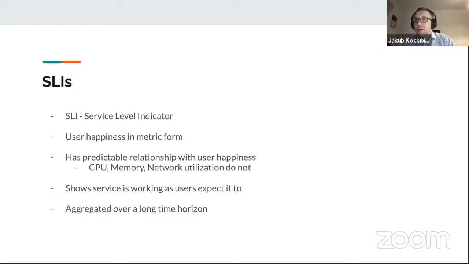Another concept that is important here are SLIs. So we had SLOs, the line between happy and unhappy. Now, to know where the line lies, we need to measure something. We need to know what we are measuring. And this is what an SLI is. It's a metric. So it should be the user happiness in metric form, you could say. So when we say that there is a line, we need to know on which scale to put this line.